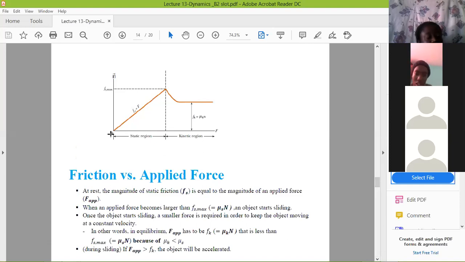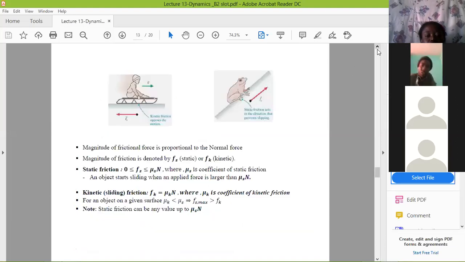If you look at this figure, we see that the frictional force keeps on increasing until it reaches the maximum static force. So the static frictional force can vary from 0 up to a maximum, which at this point equals mu s times the normal force, while the kinetic friction is always constant. Remember, we said that the kinetic friction is when the object is in motion.